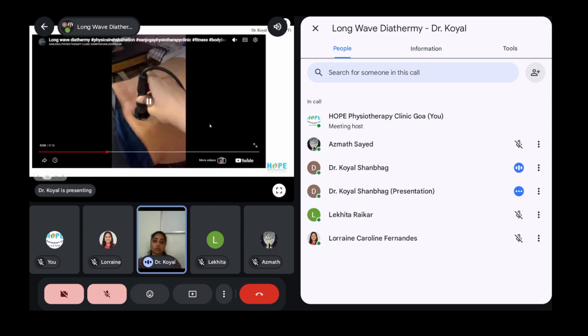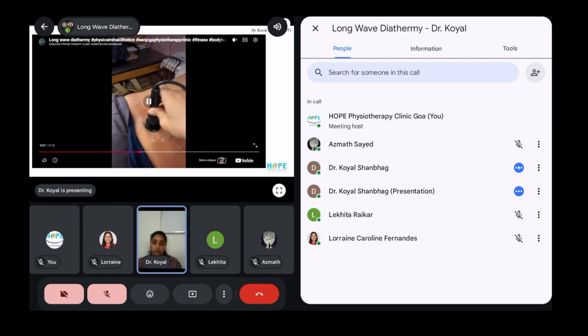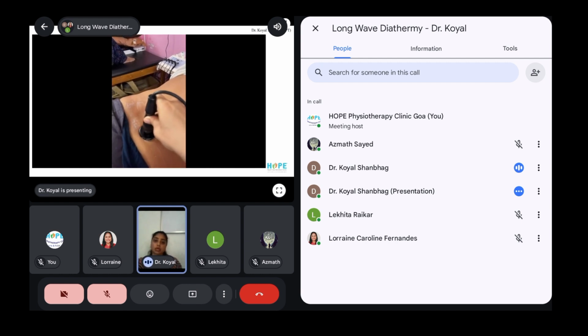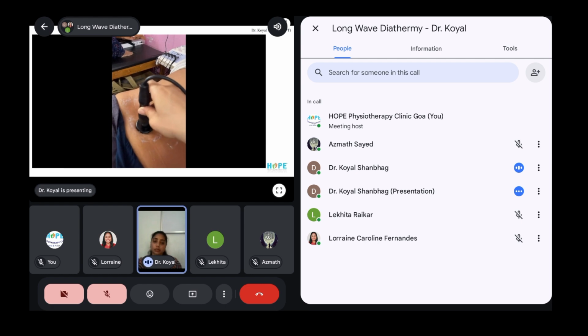This is a small demonstration of how to use the applicator in a circular fashion. See how they move it at 1 to 2 inches per second.